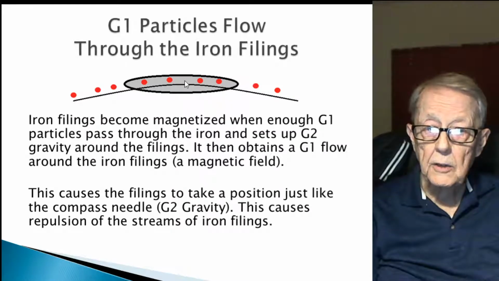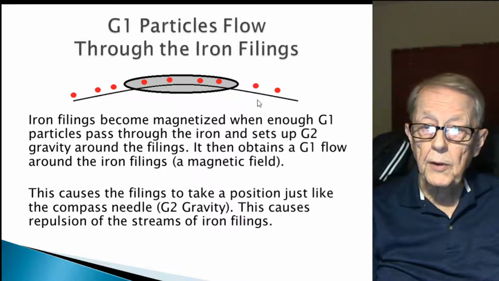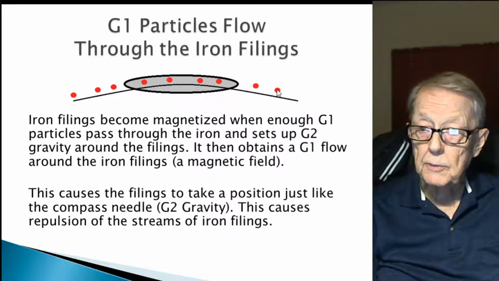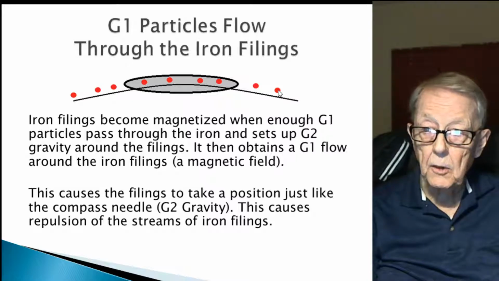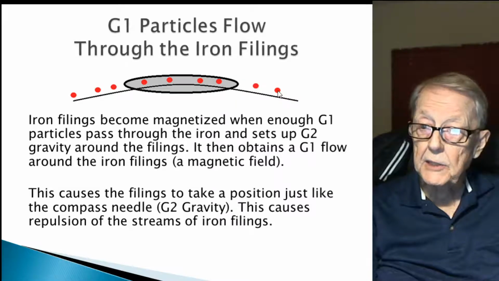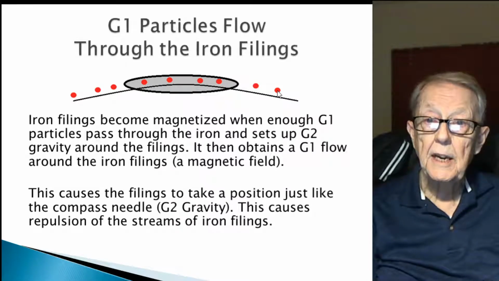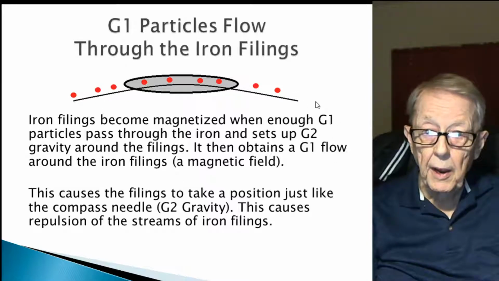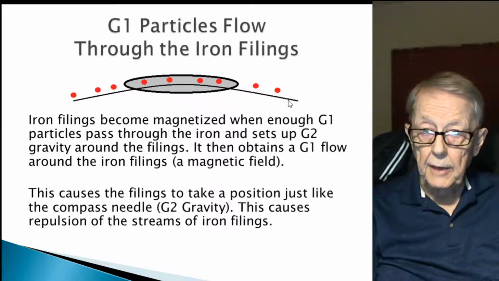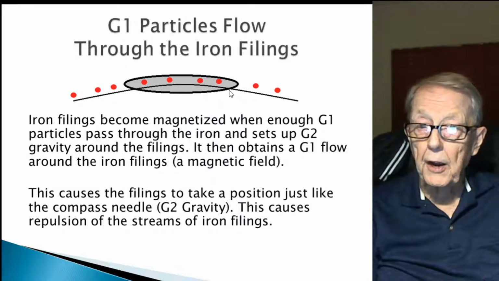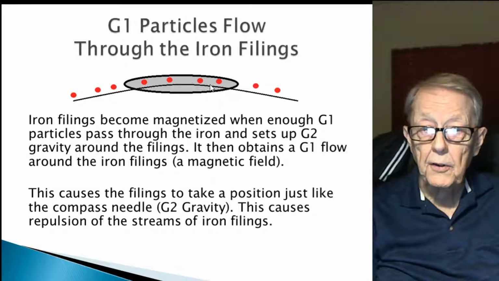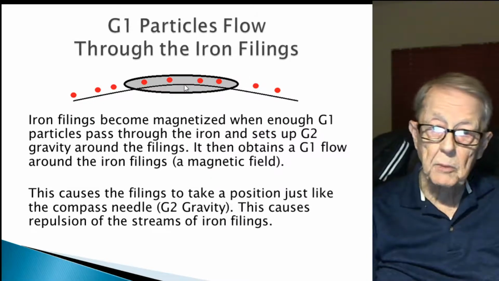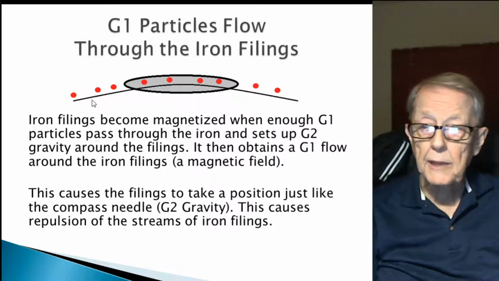The red dots are G1 particles that are flowing around and through the magnet. Now remember, this is just a particle. It has no charge, neither negative nor positive. Of itself it has no magnetic field. It's just a particle, and it's flowing around and through the magnet. When you first lay it down on the iron filings, some of these are going to enter, follow through, and then leave. Some will get trapped, some will get hit, but most of them pass right on through.